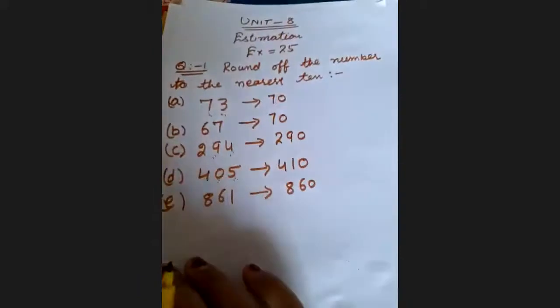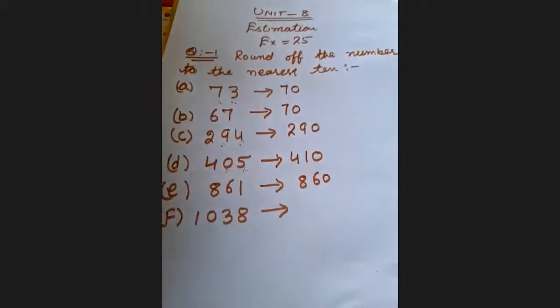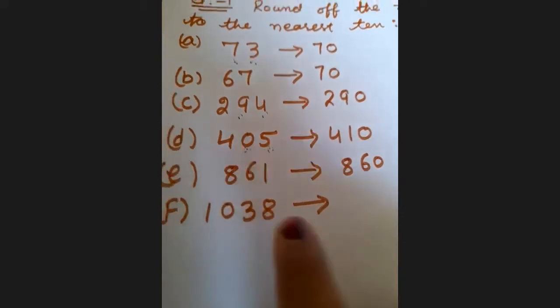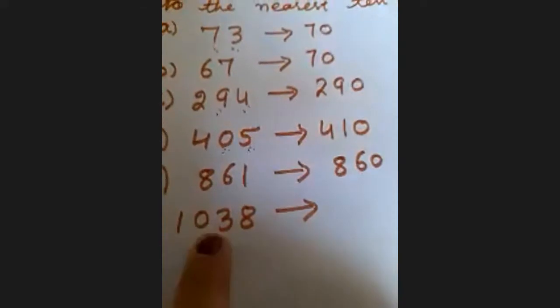Next is part F. Now your number is 1038. Number 8 is at ones place and 3 is at tens place. Now put your finger at the tens place, and the next number is 8. 8 is greater than 5. So the nearest value will be 1040.